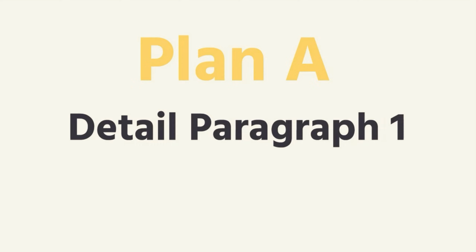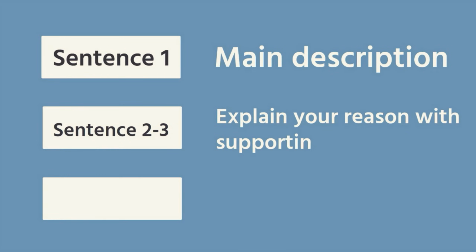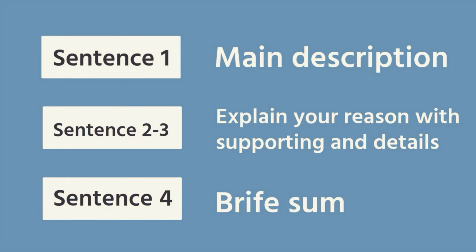Describe the changes. If you don't know how to organize the detailed paragraph, I suggest you write like this. Sentence 1, topic sentence, main description. Sentence 2 and 3, explain your reasons with examples and details. Sentence 4, summarize your idea briefly. This is optional. And don't change the sentence order.